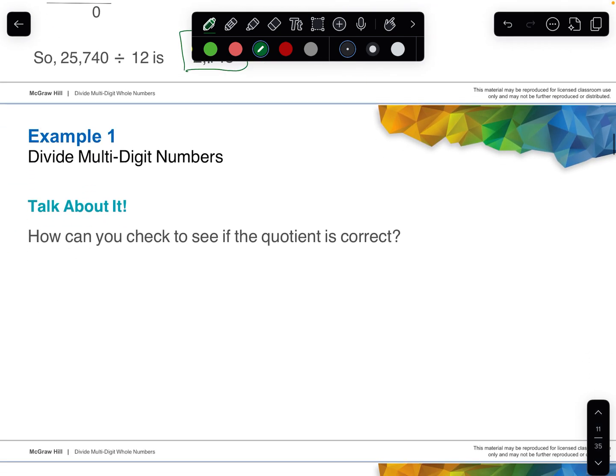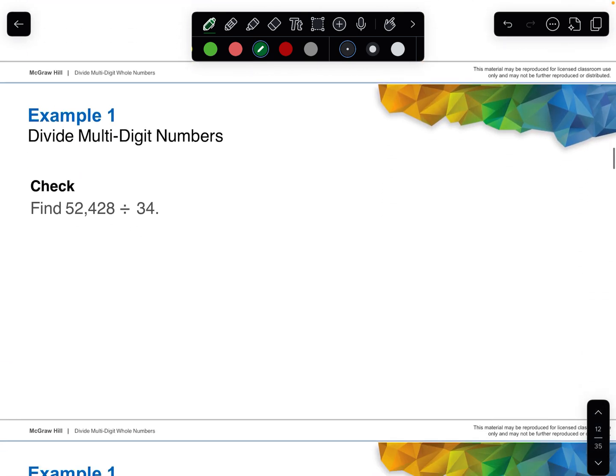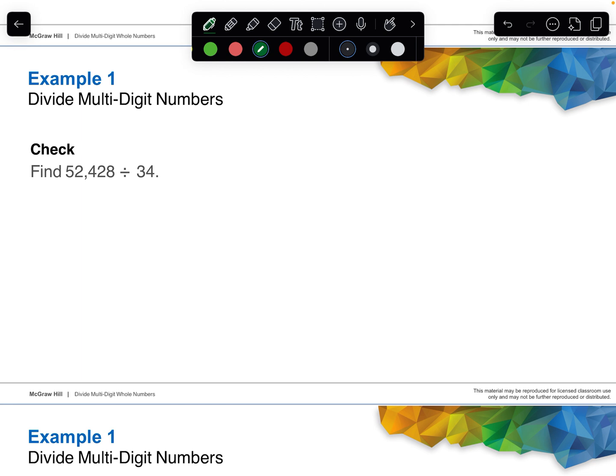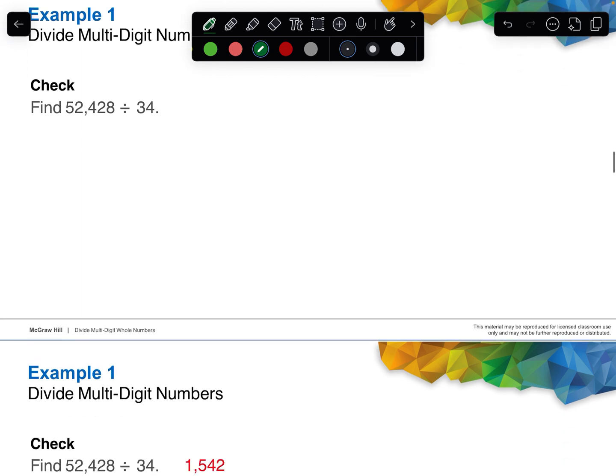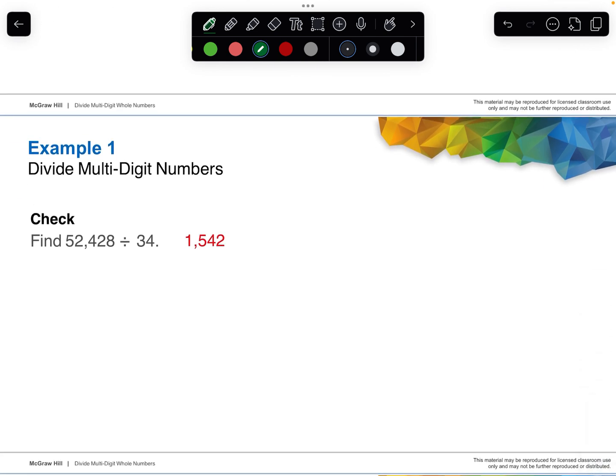Okay, now I want you to pause right here and think about this on your own. How can you check to see if the quotient is correct? Well, the easiest answer is we multiply the quotient by the divisor, and if there is no remainder, then the product should be the same as the dividend that we had. All right, I want you to pause and do this check problem on your own: 52,428 divided by 34. I'll share the solution with you in a moment. The solution is 1,542.